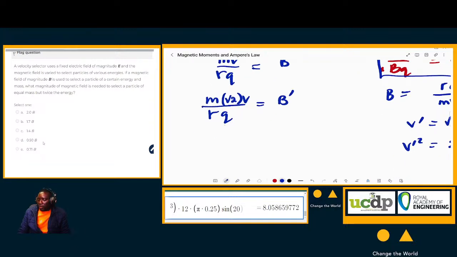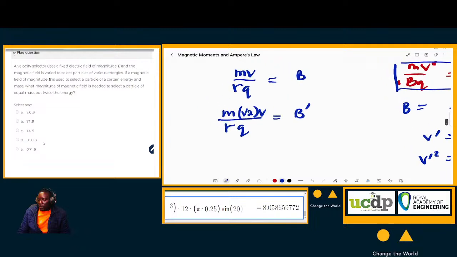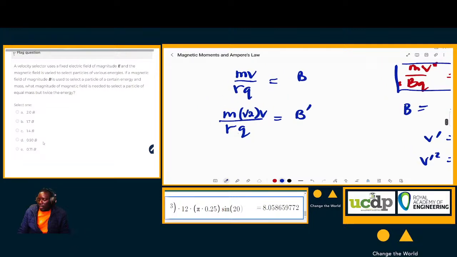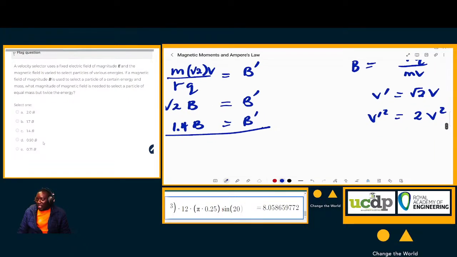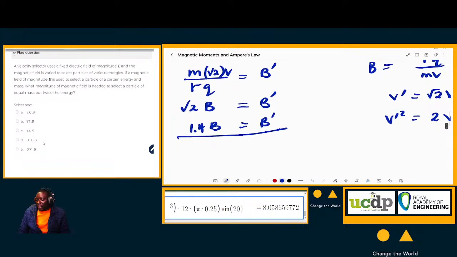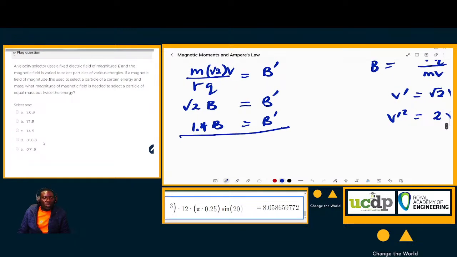With this one, mv over rq is the old B, so root 2 of the old B equals the new B, which is 1.4B. Okay, so there are two things. Is it B over root 2 or B times root 2? Because the other one is 1.4B, the other one is 0.71B. So it's between those two.